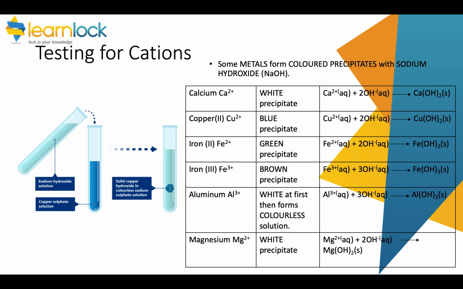You can also test for cations by adding them to sodium hydroxide, because some of them will form coloured precipitates. Calcium will form a white precipitate with sodium hydroxide. Copper will form a blue precipitate. Iron 2+ will form a green precipitate, but iron 3+ will form a brown precipitate.